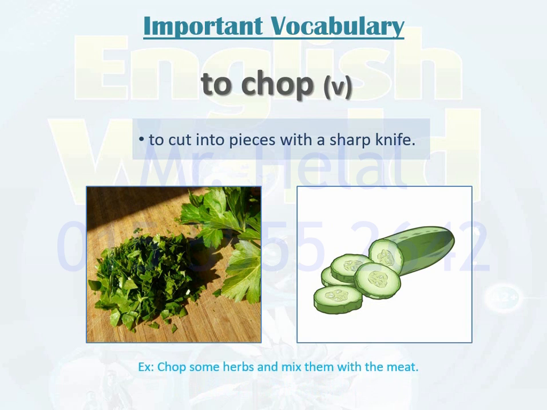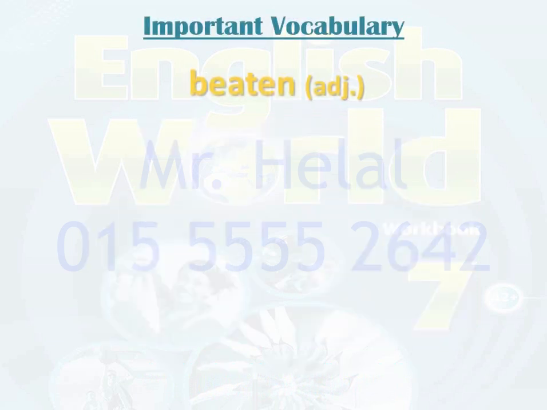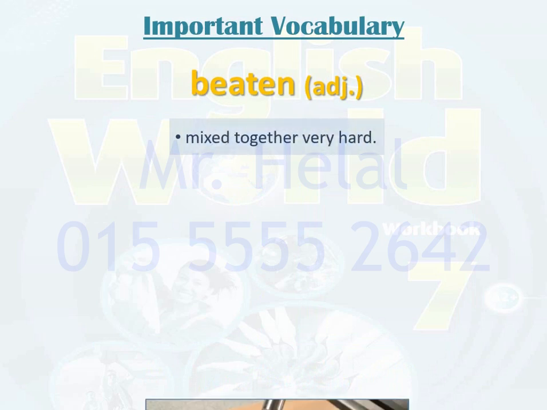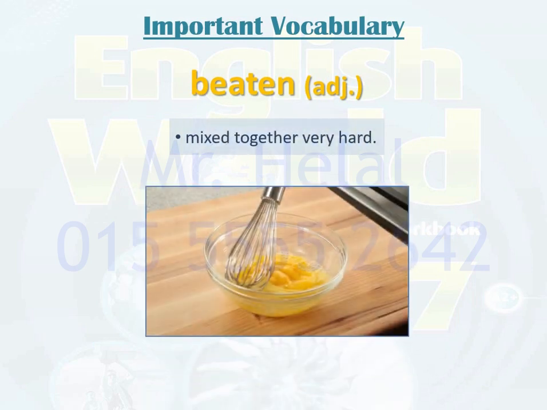Example: Chop some herbs and mix them with the meat. قم بتقطيع بعض الأعشاب واخلطها مع اللحم. Beaten: Beaten is an adjective which means mix it together very hard. يعني مضروب أو مخلوط بشدة.